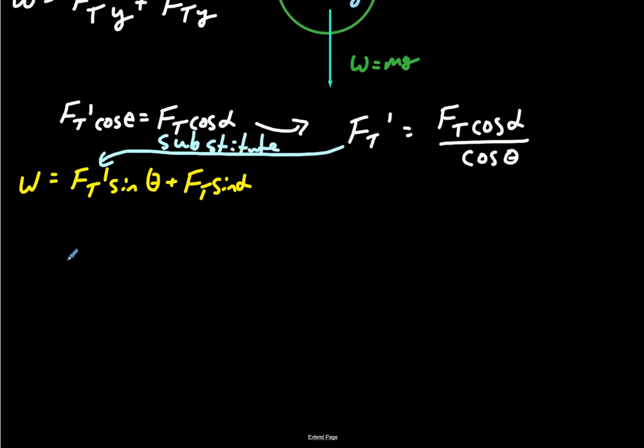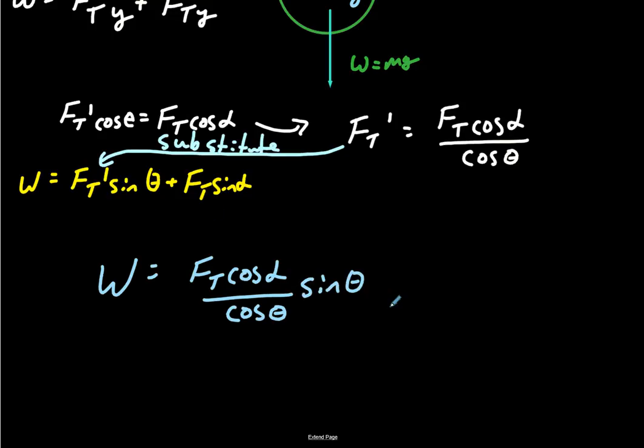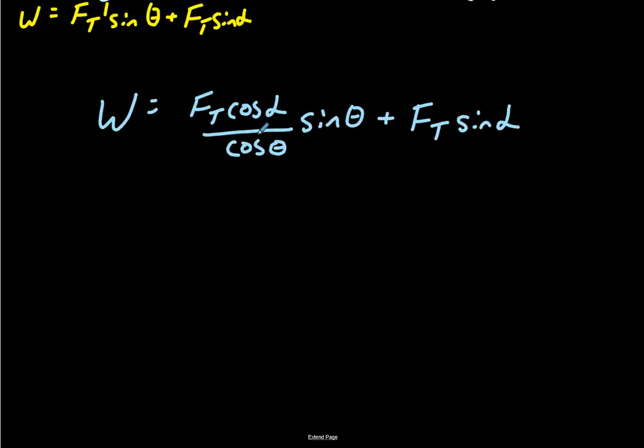All right, so then we get this. Once we've subbed, we get W equals Ft cos alpha over cos theta times the sine of theta plus Ft sine alpha. Cool. Now we have a solvable problem, right? We can solve for Ft using this. So let's isolate Ft. Okay, so algebra time, right?